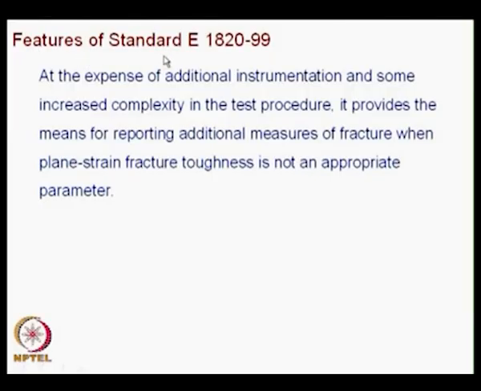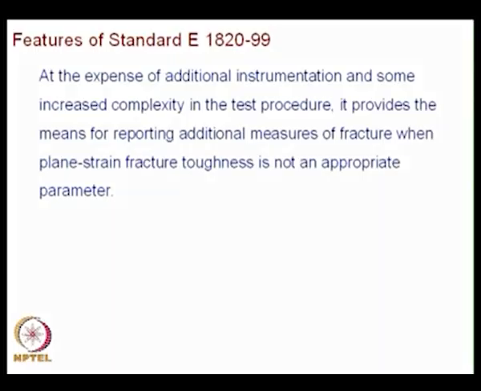Now, we move on to features of standard E1820-99. At the expense of additional instrumentation and some increased complexity in the test procedure, it provides the means for reporting additional measures of fracture when plane strain fracture toughness is not an appropriate parameter. See, this is mainly because the test is expensive. If you look at the plane strain fracture toughness test, even by E399, there are a lot of procedures in comparison to a tension test. It is expensive, no doubt.